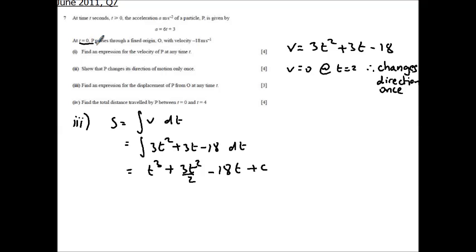Now, again we were told at t equals 0 it passes through O, so therefore when s is equal to 0, t is equal to 0. And when I substitute that, I can see that c is also 0. Don't forget to write out your answer.